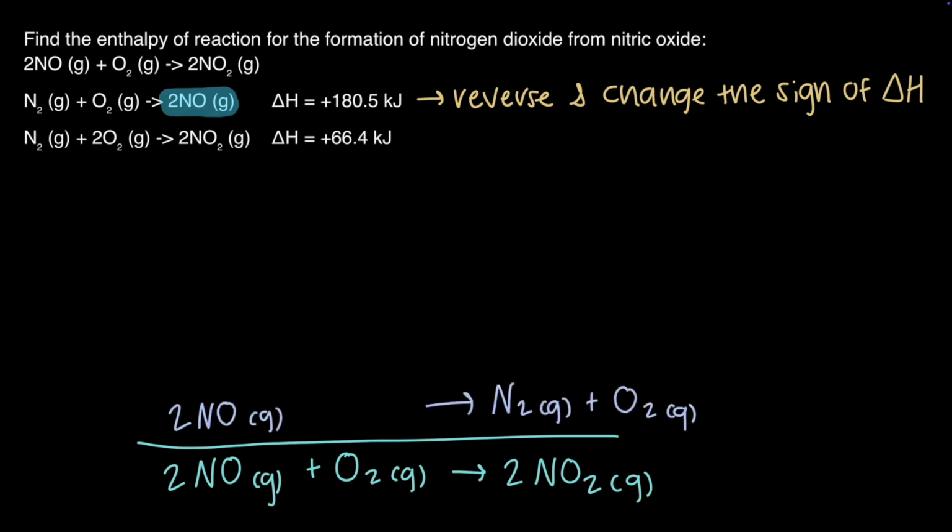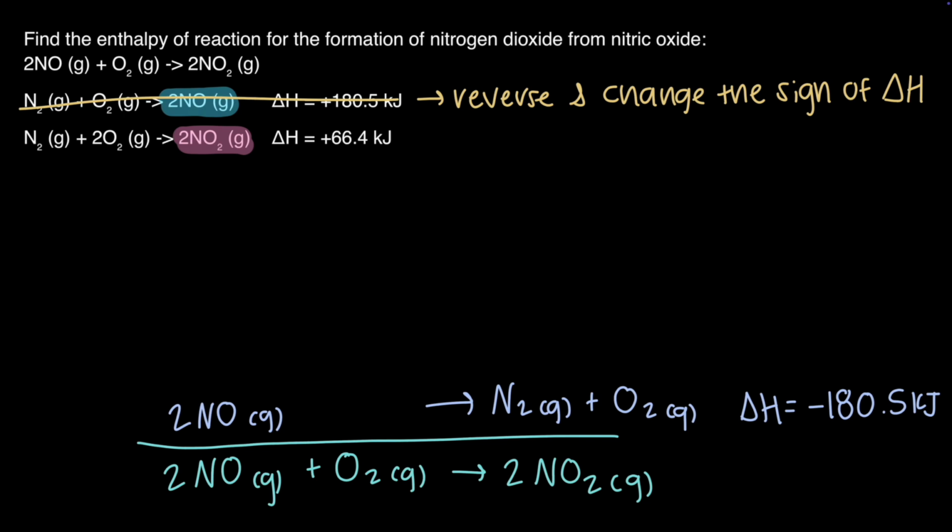The new equation will be 2NO gas forms N2 gas plus O2 gas. And the new enthalpy value will be negative 180.5 because if we flip an equation, we have to change the sign. Cross it off from the equations given and look for the next compound. The next one I can find is NO2 gas. NO2 gas can only be found in the second equation given.